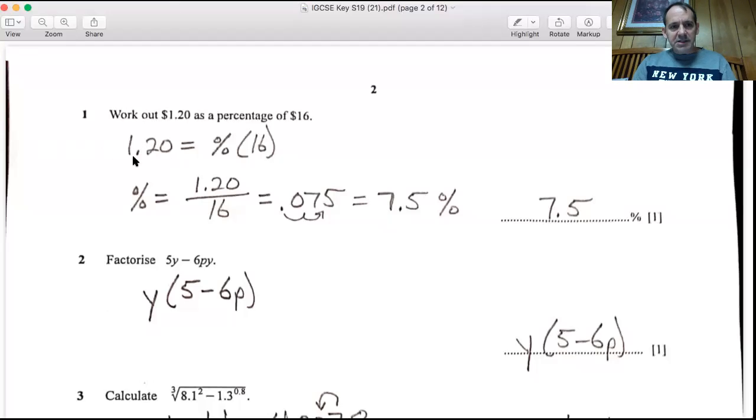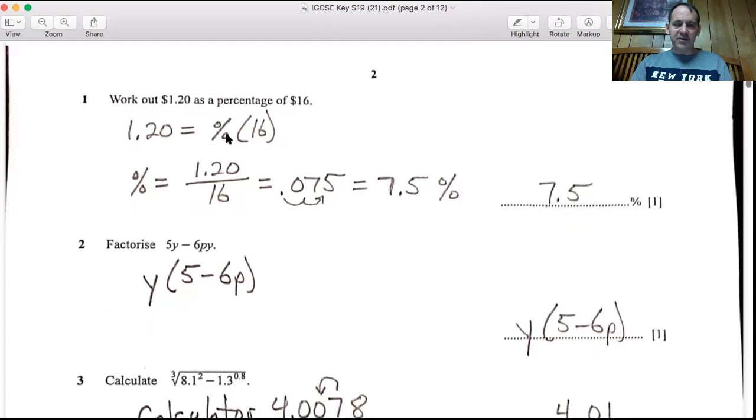So question number 1 says, work out $1.20 as a percentage of $16. Now, percentage here, we'll make it a percent sign, and of usually means multiplication. So percent multiplied by 16. And so this as is basically functioning as an equal sign. So the $1.20 as or equals some percent, which we're looking for, of or times $16.